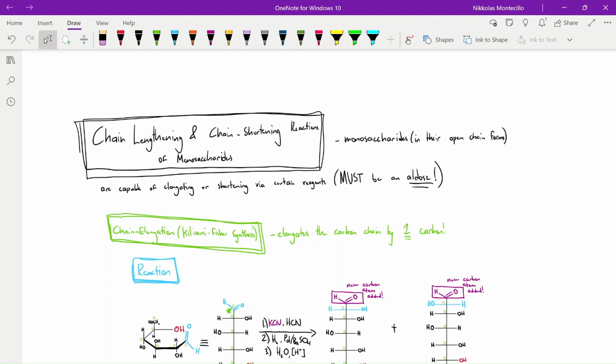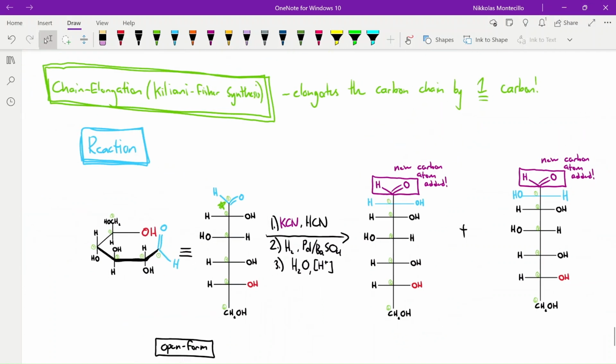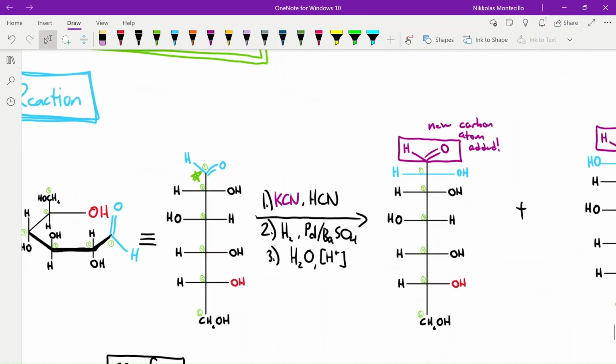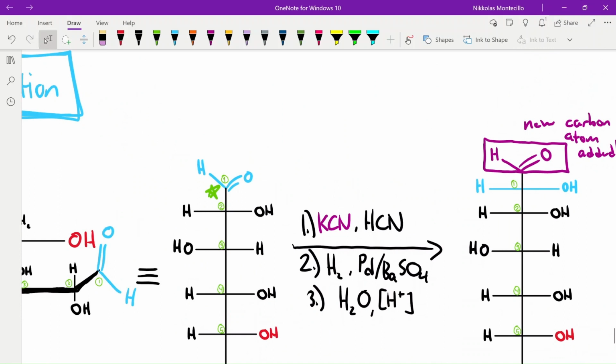So let's go through chain elongation or chain lengthening reactions first. One such method of elongating the carbohydrate chain is called the Kiliani-Fisher Synthesis, which elongates the carbon chain by one atom. So we can see here that glucose, an aldohexose, in its open ring form goes through several reactions. The first is the formation of a cyanohydrin.